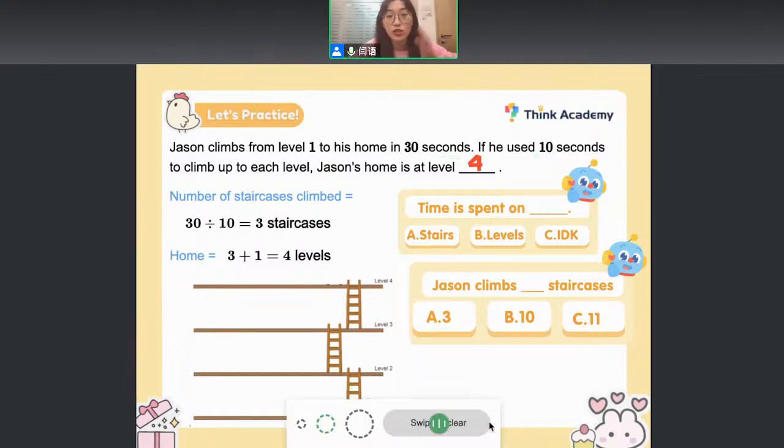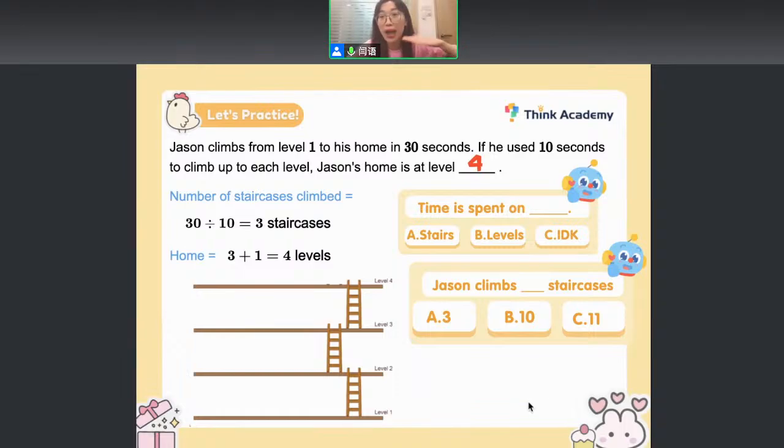Any question here? I know this part is a bit more complicated. Usually for climbing stairs problems, children don't master it very well. You must pay attention! You climb this many staircases, but for the number of levels, I have to add 1, because you don't need to climb to level 1. Okay? Do remember to add 1 when it comes to the number of levels. Clear? Okay. Now let's move on.